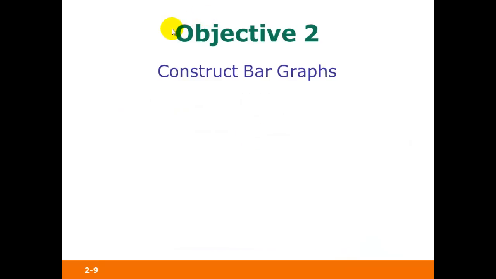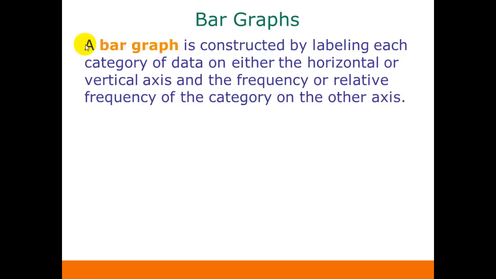The second objective is to construct bar graphs. So a bar graph is just a graph that has each category of data represented and labeled, usually on the horizontal axis, and the frequencies or the relative frequencies are on the other axis. Sometimes you see sideways bar graphs, but in this course, most of the time, you'll see your categories with the labels on the horizontal axis and the frequencies being on the vertical axis.